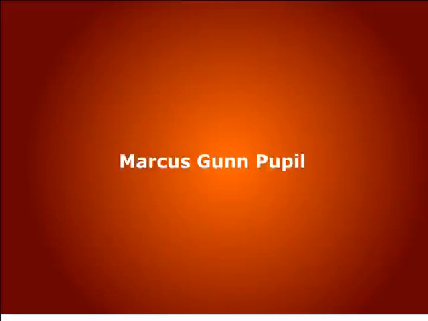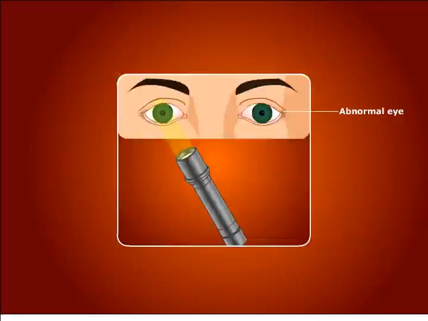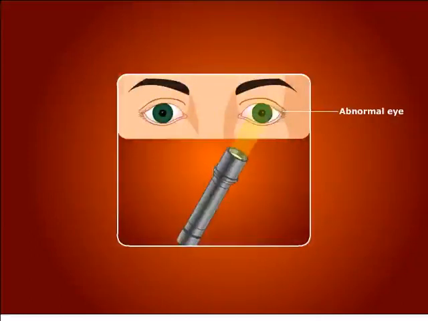Marcus-Gunn pupil. The Marcus-Gunn pupil is an afferent pupillary defect, which is seen in conditions involving the optic nerve, such as ischemic optic neuropathy, optic neuritis, and glaucoma. When light is shined on the healthy eye, both pupils will constrict, because the consensual light reflex remains intact. However, when light is immediately switched to the affected eye, this will lead to paradoxical dilation of both pupils.